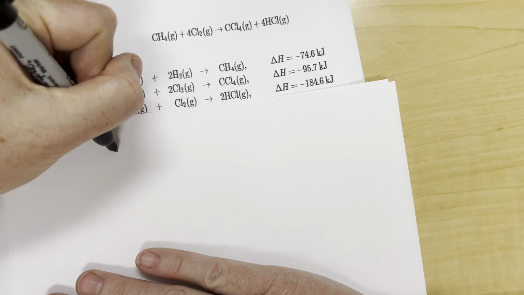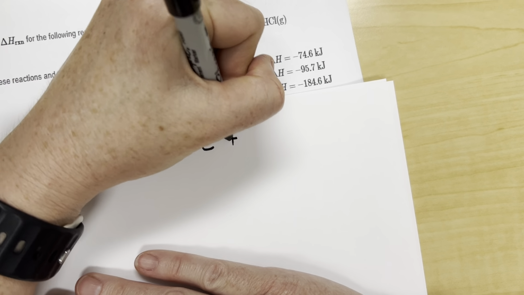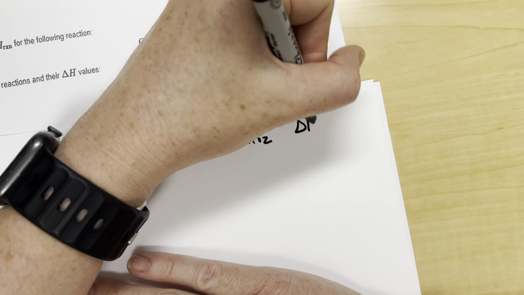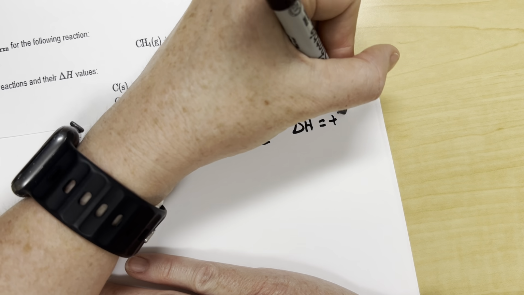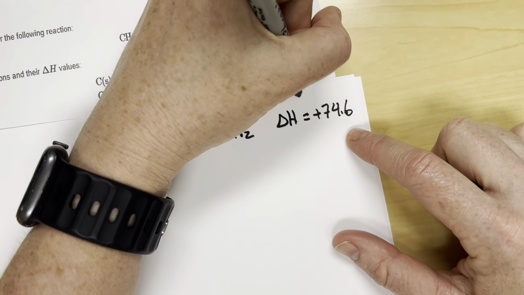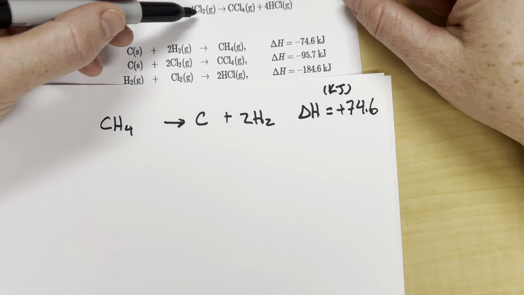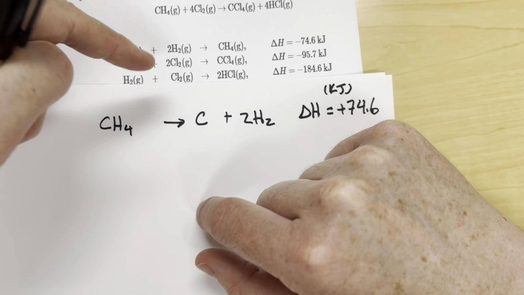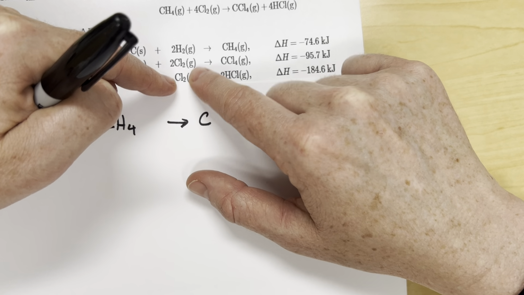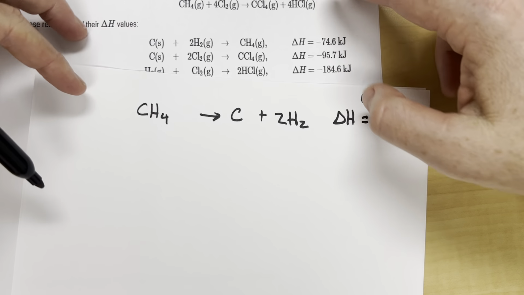So if I flip it, it would be CH4 yielding C plus 2H2. And then my delta H, don't forget, would now be positive 74.6. And these are all in kilojoules. Okay, let's look at the next one. Then we have 4 Cl2s. Okay, so I have Cl2 coming from here and from here, so I'm not quite sure what I do yet. Do I multiply this one by 2? Do I maybe multiply this one by 3/2? I don't know.